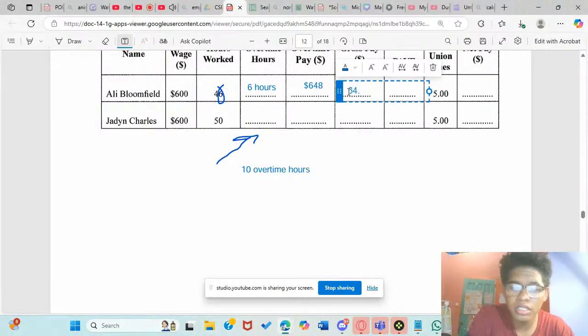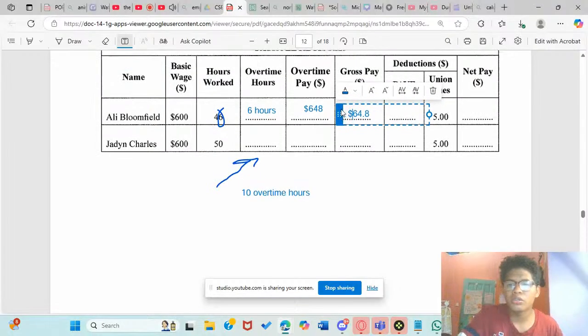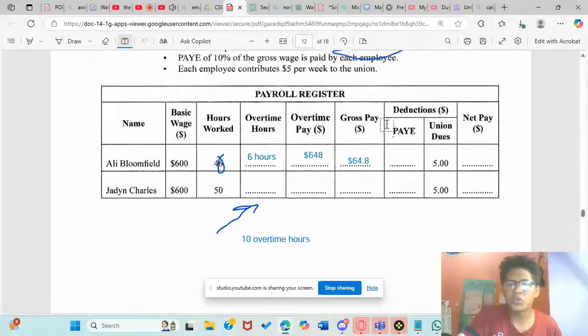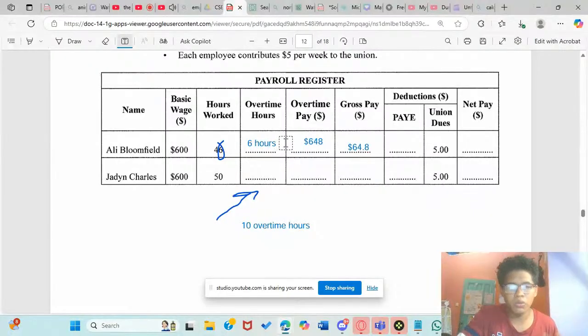So that is that for that. We have the 6 hours. They worked 6 hours overtime. The overtime pay is 648. We did do the calculations.